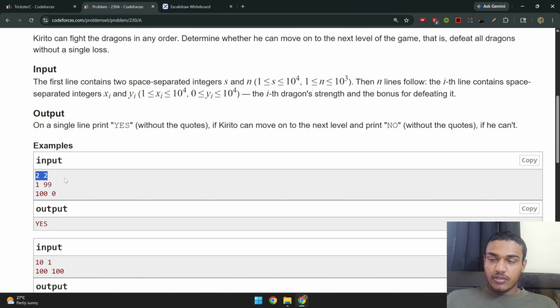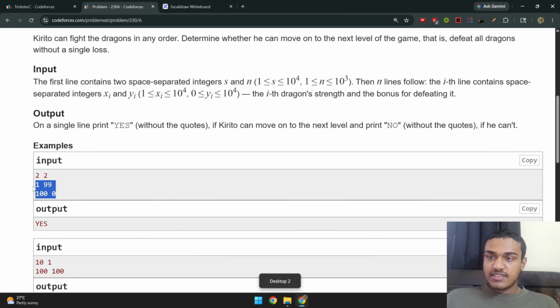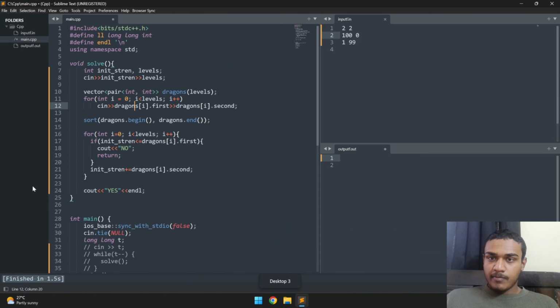So it's a set of two, and we can really do this without using two variables such as i and j. So that doesn't really increase the time complexity as much. We just need one variable i, and the first and second elements are represented by dot first and dot second. Note these aren't functions, so there's no brackets. It's just dragons of i dot first and dragons of i dot second. So we're going ahead and taking this as the input for dragons.